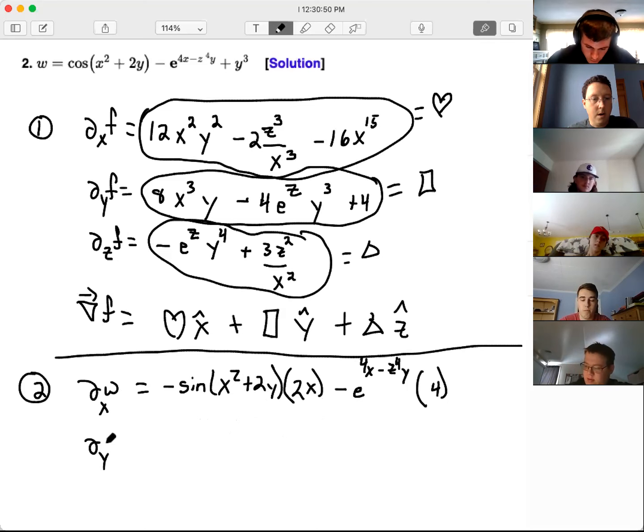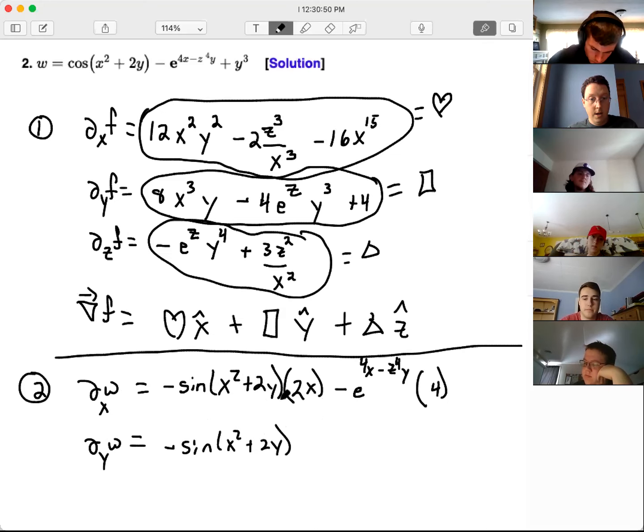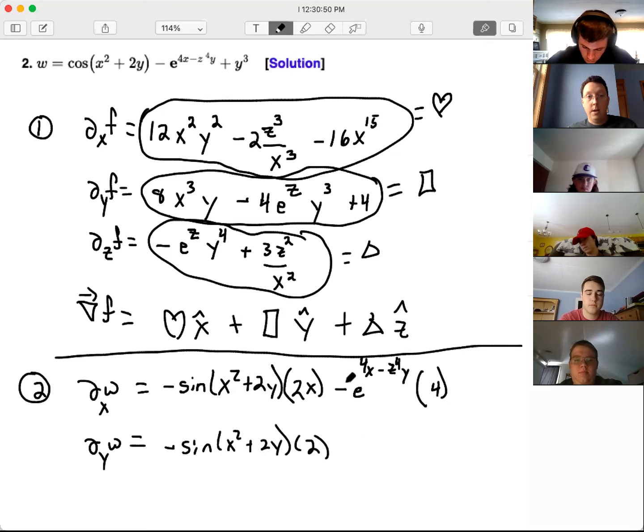Now we can work out partial y. Okay, so I get the first bit, so that's going to give me the same minus sine of x squared plus 2y. And now the partial derivative of the interior function is just a factor of 2. And then I do the same thing up here. And I get minus e to the 4x minus z to the 4th y. That's the outer function, times the partial derivative of the inner function. And I'm taking a partial with respect to y, so x and z are constants, and so I just get a factor of minus z to the 4th.